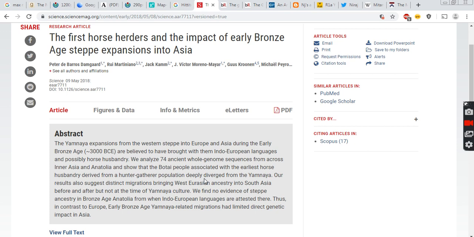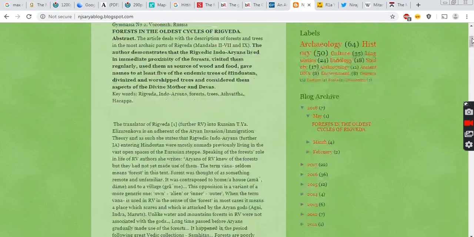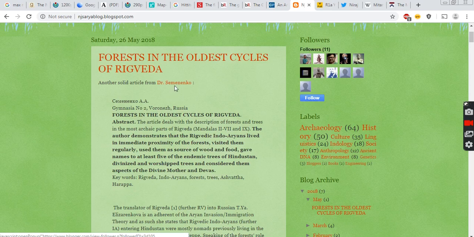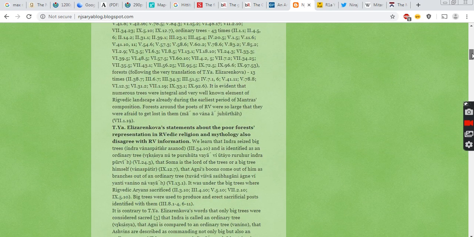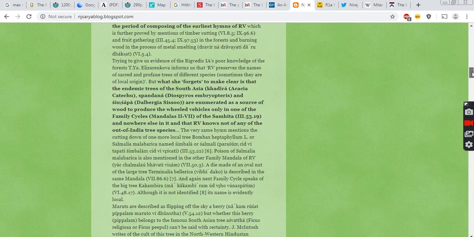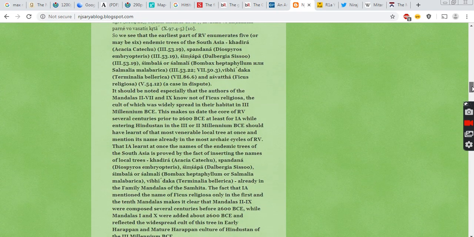So this is what we were talking about with the Hittites. There are other things as well. There is evidence, for example, of other people writing about it, like this article from Dr. Semenenko, who is telling about the trees in the early Rig Veda and how all those trees are Indian native trees. From the very early phases, these people are aware of forests and are interacting with these forests, and the only flora and fauna that they know is all Indian native. If they were from those grasslands, they would not be interacting with these forests so much, and so on and so forth. So this is one line of argument.